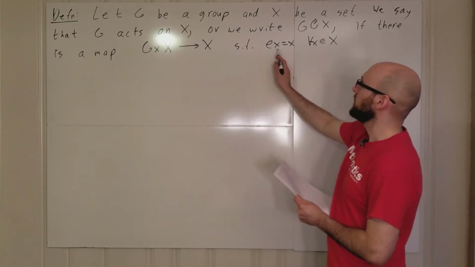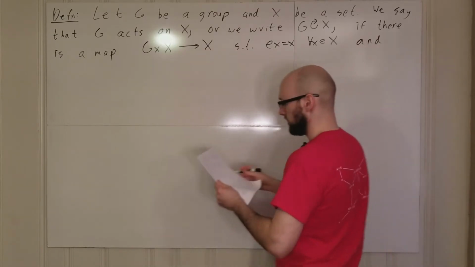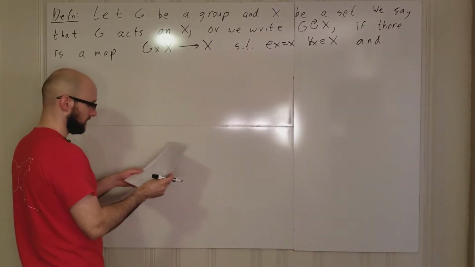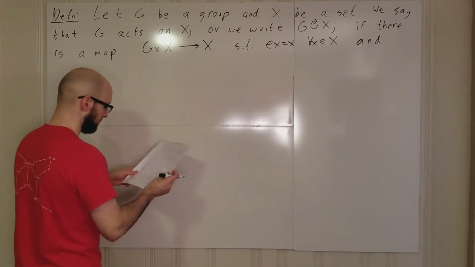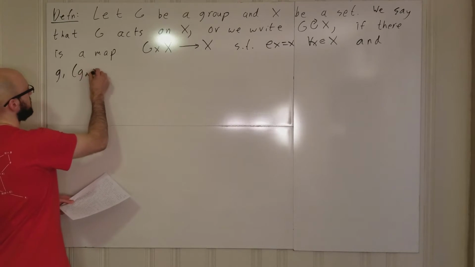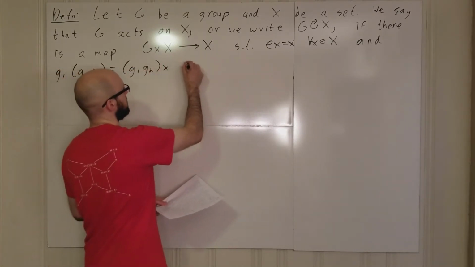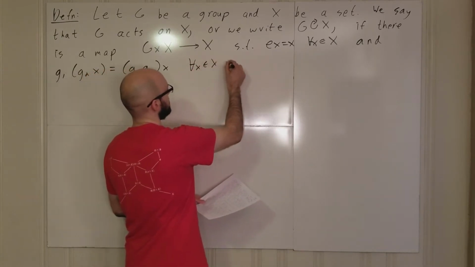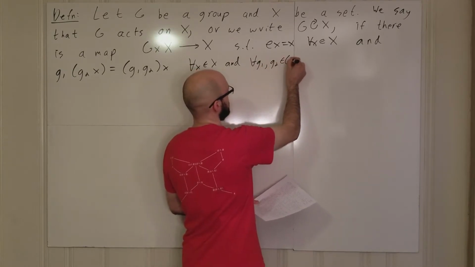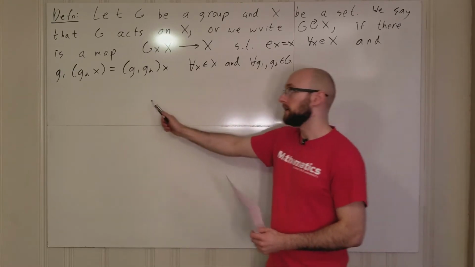So this is the first thing we need: if you apply e to x, that's x for all x in X. And there's only two things you need, and this is one of them. And the other one is g1 of g2 of x equals g1 g2 of x for all x in X, and for all g1 and g2 in G.